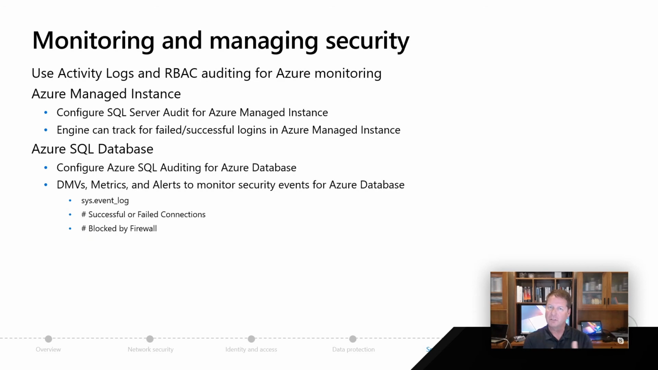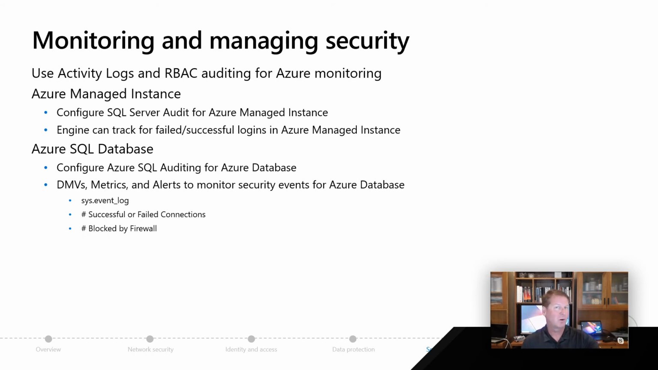For Azure Database, you again can configure the Azure SQL auditing feature as I described, but you do have some other capabilities that are specific to Azure Database. So for example, there's a DMV called sys.event_log. In there, you can see and track the number of successful or failed connections, or the number of connections that were blocked by a firewall.